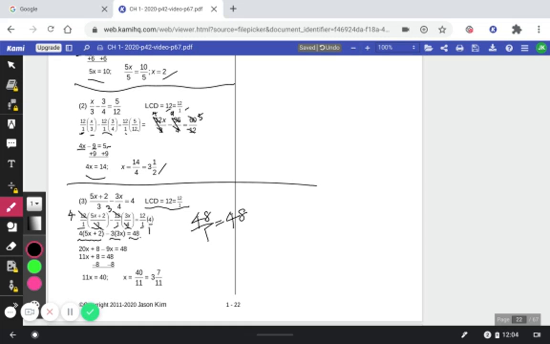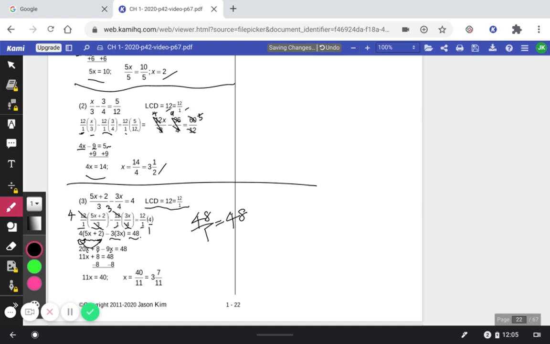Now this is not a fractional equation anymore, it's a regular equation, and then you solve this. What do you do whenever there is a number in front of a parenthesis without any operator? That means it's a multiplication. So you distribute 4 with 5x, which is 20x, plus 4 with 2, which is 8, minus 3 with 3x, which is 9x, equals 48.